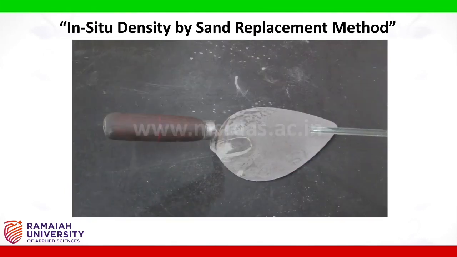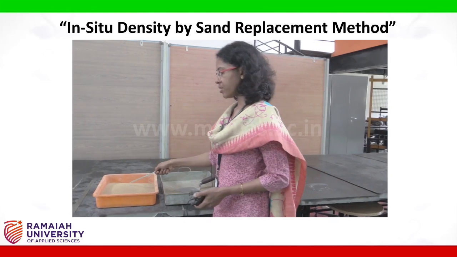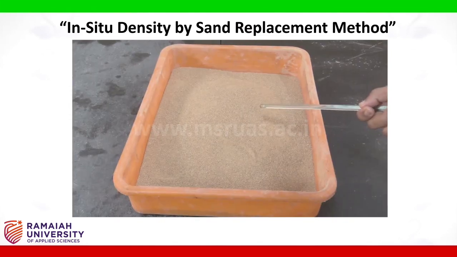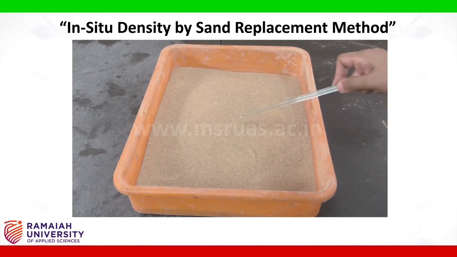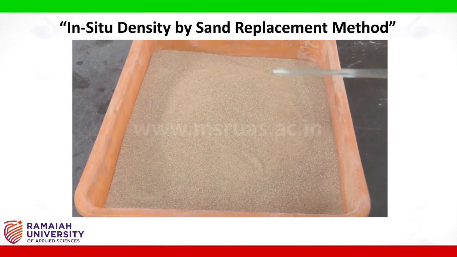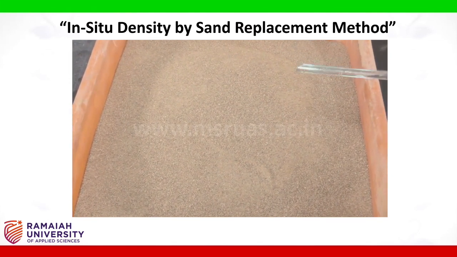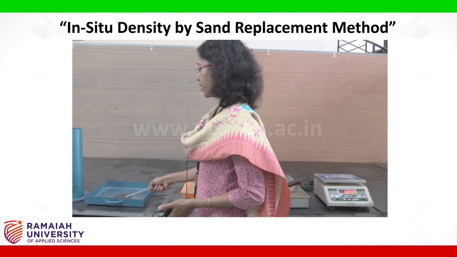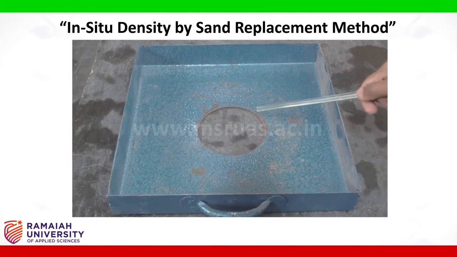Trowel. The trowel is used to loosen the soil sample in the field. Sand. This is the sand sample which is used to calibrate the soil sample. This sample should pass through a 1 mm sieve and should be retained on a 600 micron sieve. A tray with a hole. The tray with the central hole is used to make the hole in the field and also to collect the soil sample when the hole is excavated in the field.